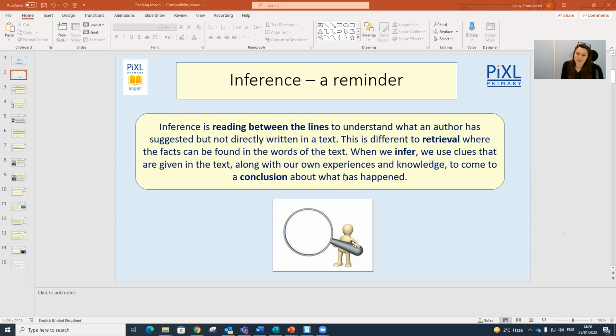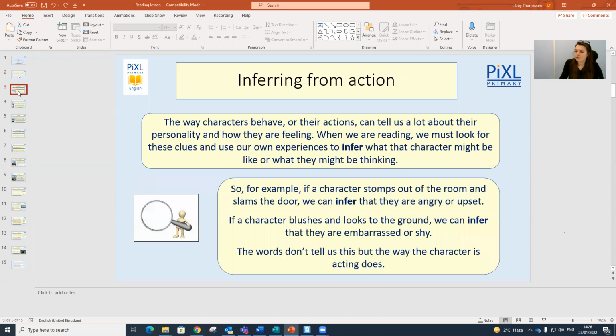So in reading today, we are carrying on with Inference, remembering that Inference is reading between the lines, so not what is directly said in the text, but more what is suggested by the author. So it's different to retrieval because we don't just look at the facts, we use what we know about the world and our experiences to come to a conclusion. So we are going to look today at how we use actions, dialogue, and description to help us.